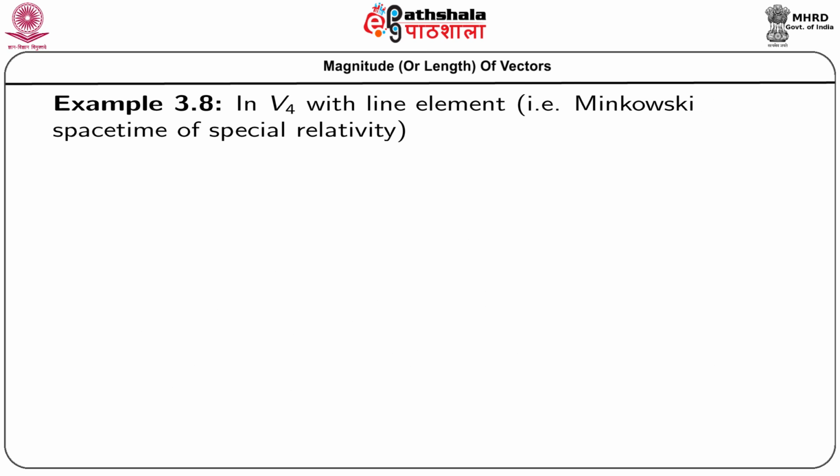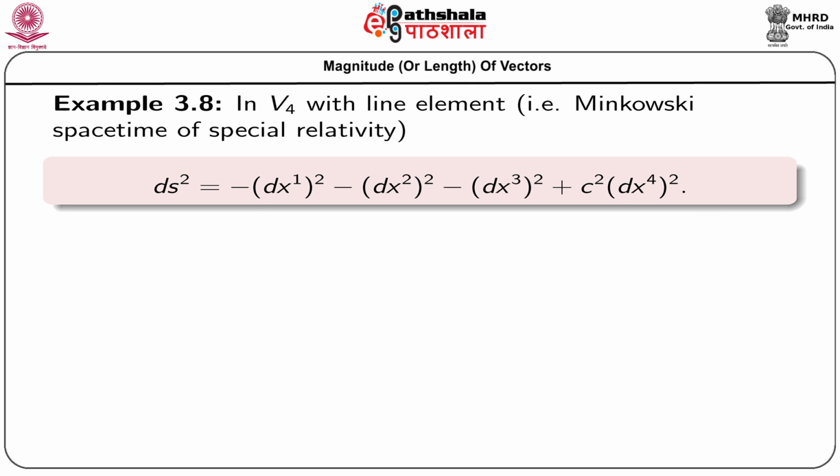Let us see an example where we can see that the null vector and 0 vector are completely different. So, if V4 is a 4-dimensional space with line element ds square equal to minus dx1 square minus dx2 square minus dx3 square plus c square dx4 square, it is known as Minkowski space-time of special relativity. So, the line element is expressed in this way for a Minkowski space-time.